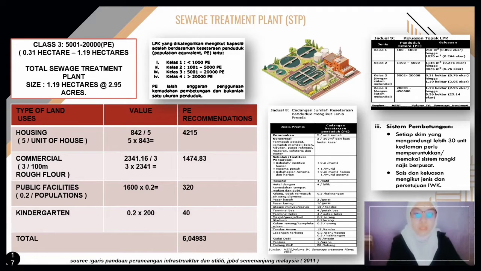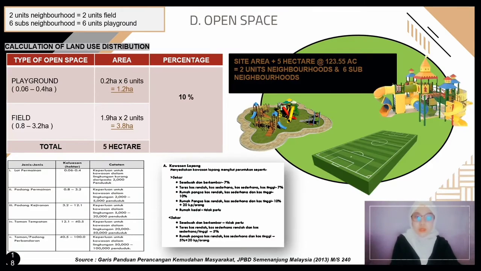So the class for STP is 3 because they are suitable for the required PE recommendation. The type of land use is housing, 5 unit, commercial 3 per 100 meter, public facility 0.2 population, and the kindergarten. So the total sewage treatment plant size is 1.19 hectare. The open space: the site area is 5 hectare, 2 unit neighborhood and 6 sub-neighborhood. So the total percentage for the type of open space is 10%.